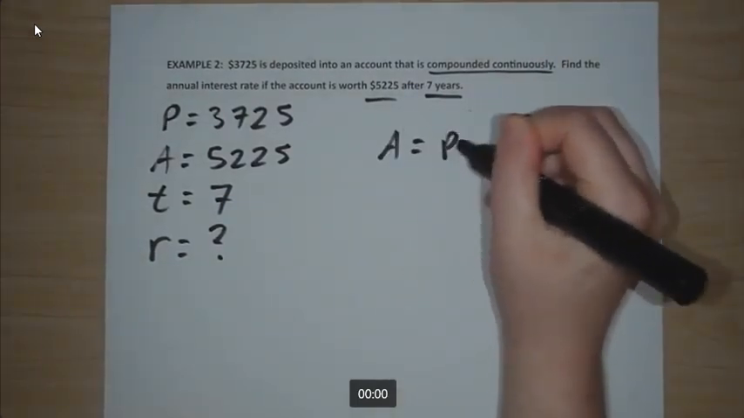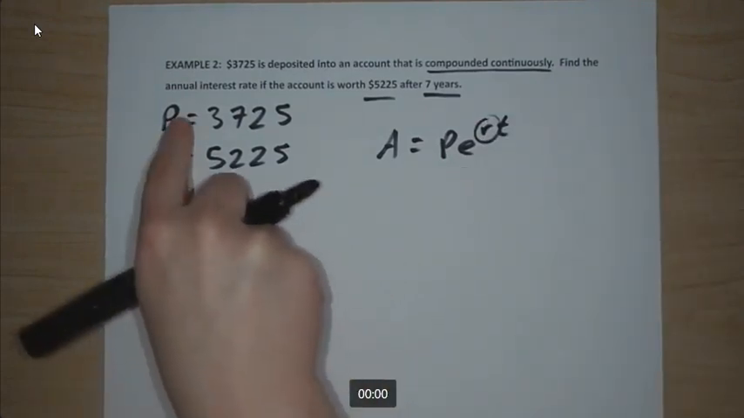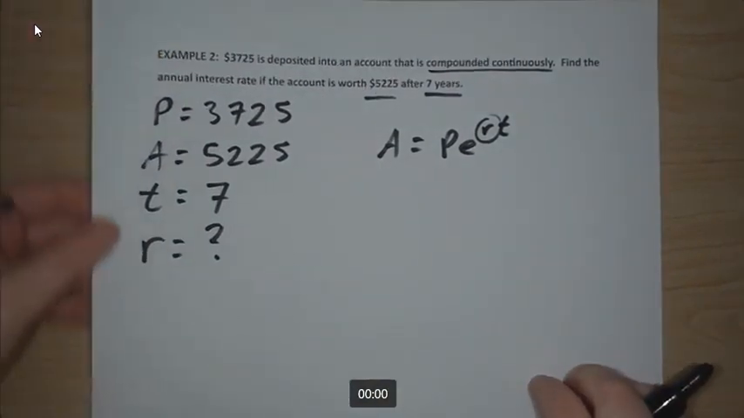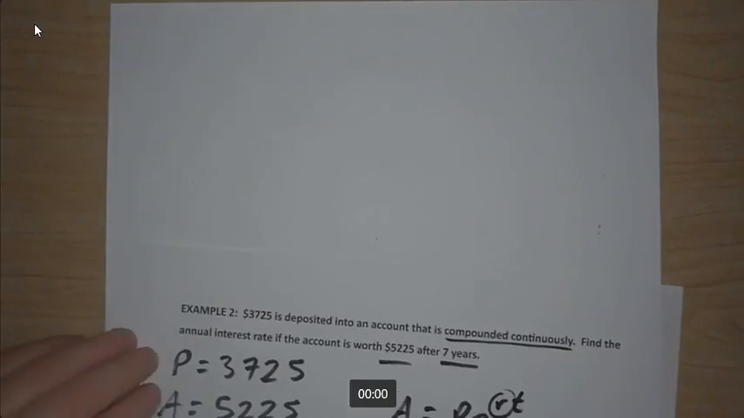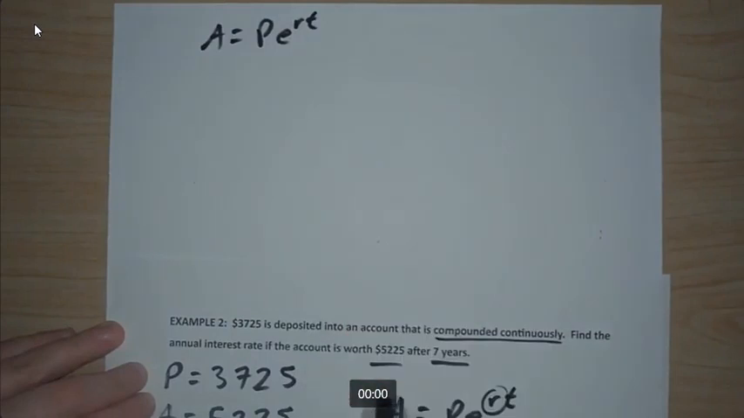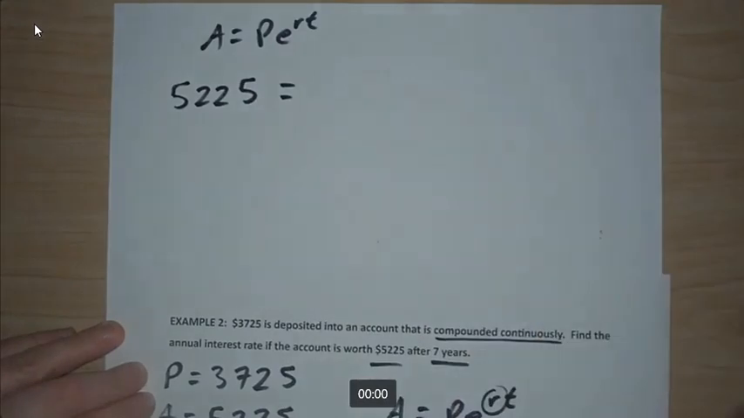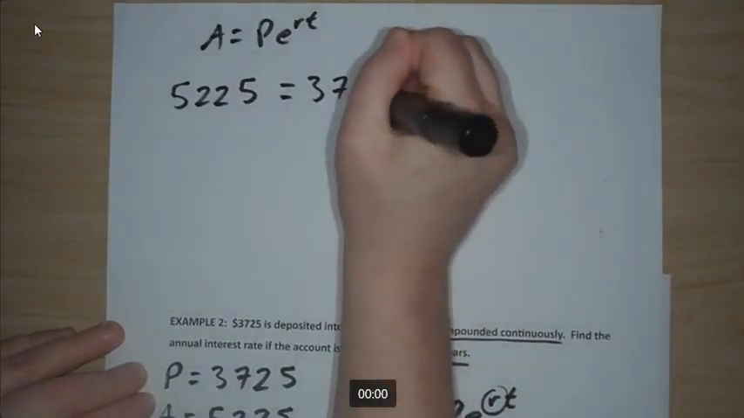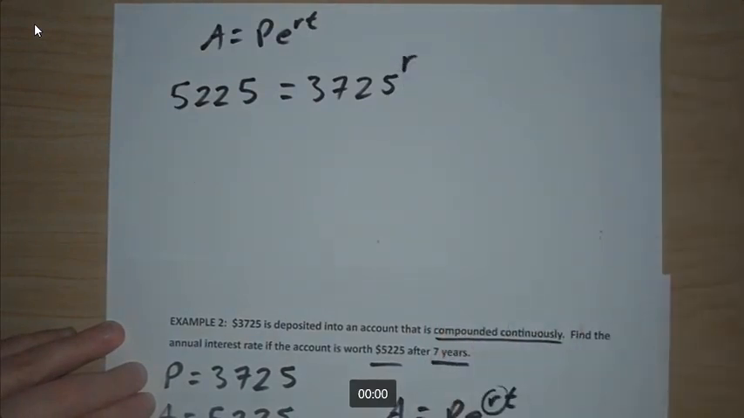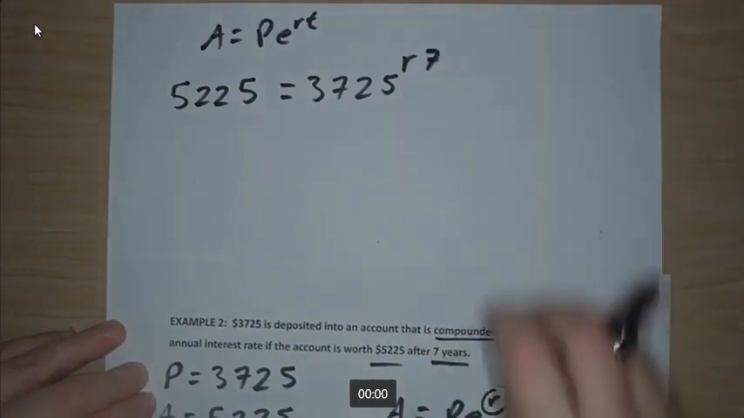So we have A is equal to P e to the rt, and we're looking for our r. So we're going to substitute each of these, what we have, into our formula, and we'll do that on another page. So we have A equals P e to the rt. Our A is 5,225. Our P is 3,725. We don't know what our r is, so we leave it as r. And our t is 7, so after 7 years.